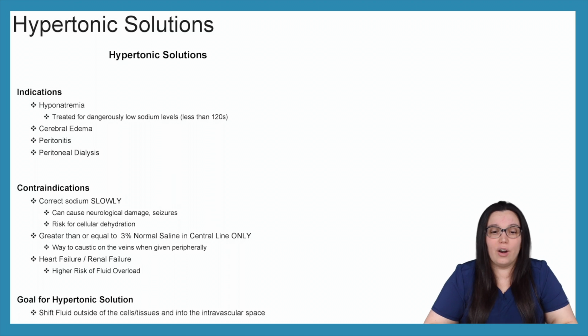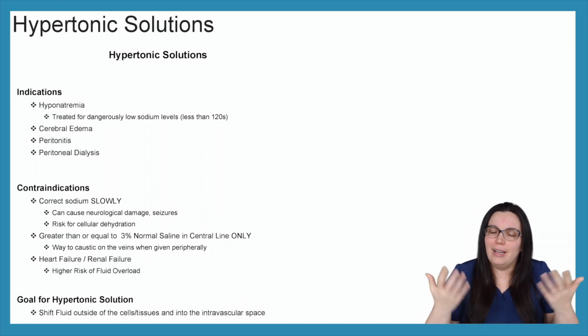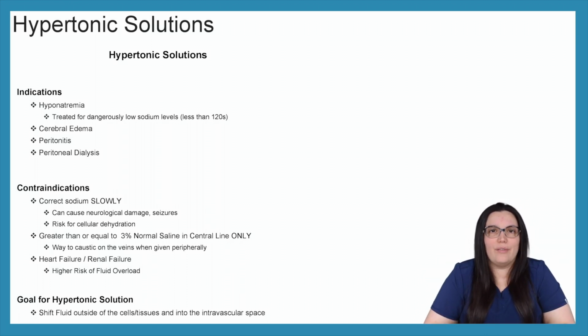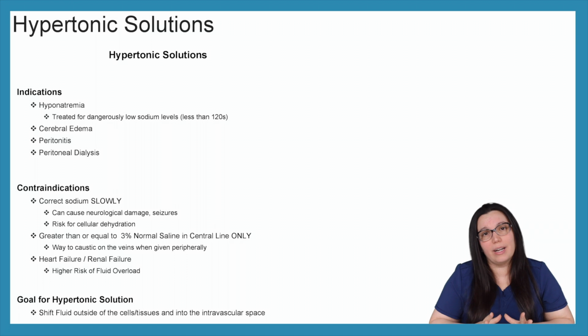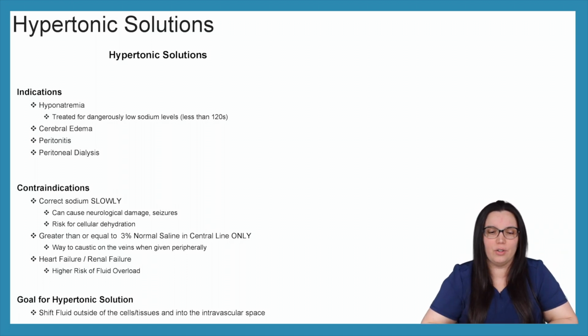And also heart failure, renal failure, we have a higher risk of fluid overload. If the heart is not working appropriately and the kidneys aren't working appropriately, we're unable to excrete all of this excess fluid, you're going to have the risk of having some kind of fluid overload. If you want to review fluid overload a little bit further, I highly suggest that you watch my video where I talk about fluid excess, and I'm going to leave a link up here in the corner.